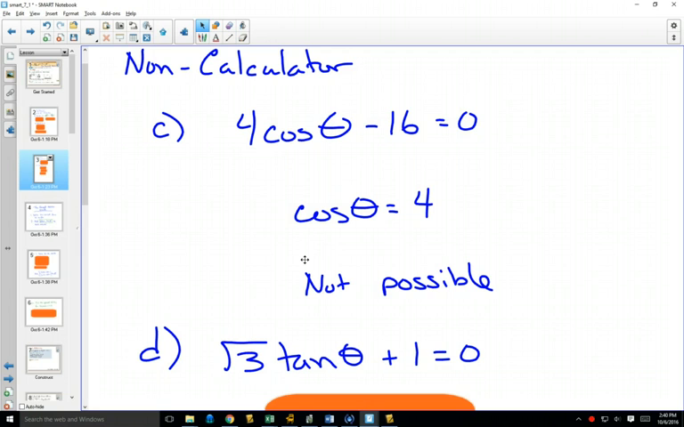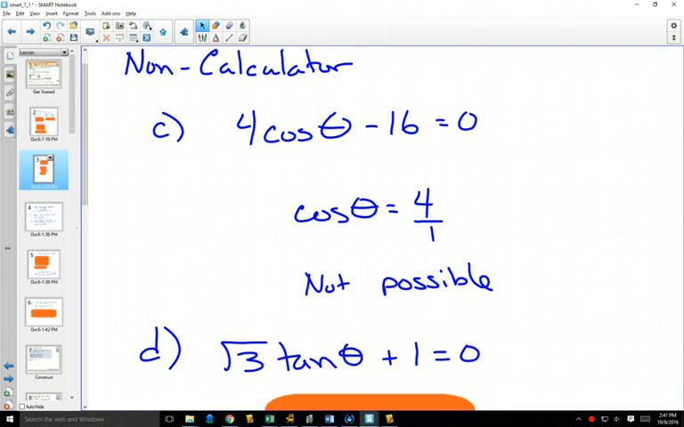You have to be able to recognize that whenever sine or cos is a fraction bigger than 1, remember, cos is adjacent over hypotenuse. That's not possible. You can't have the adjacent side larger than the hypotenuse. And so you see cos of theta equals 4. It's bigger than 1, so you write not possible. And that's why this is a non-calculator one.